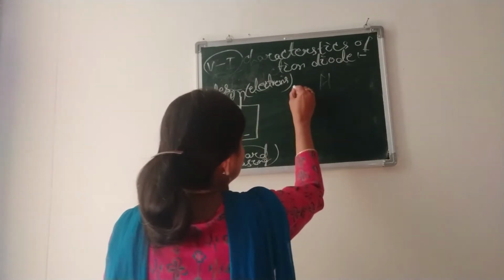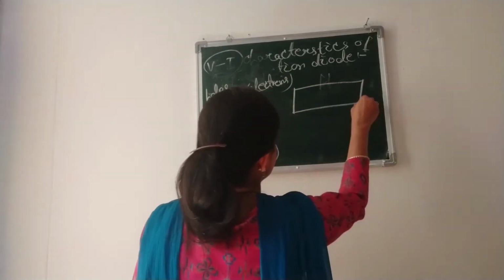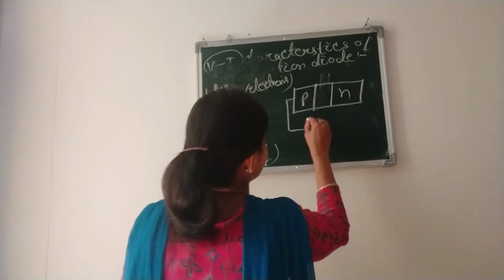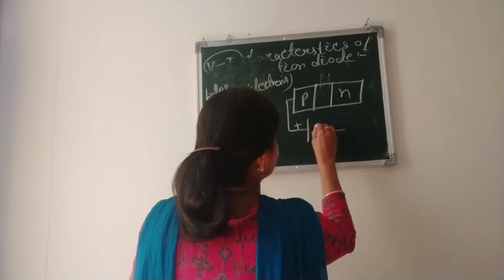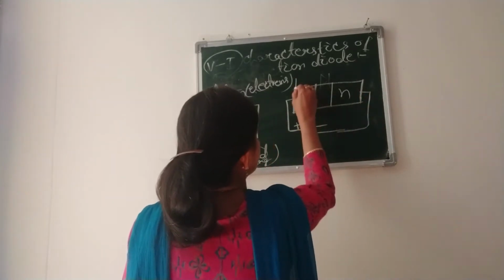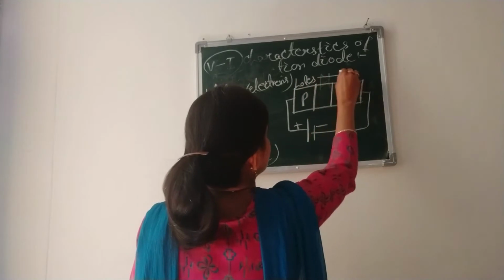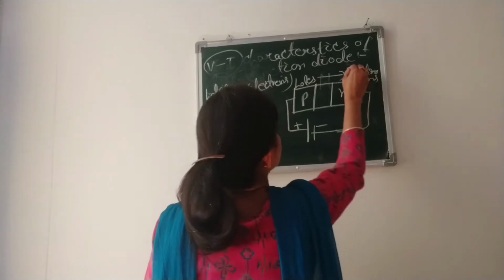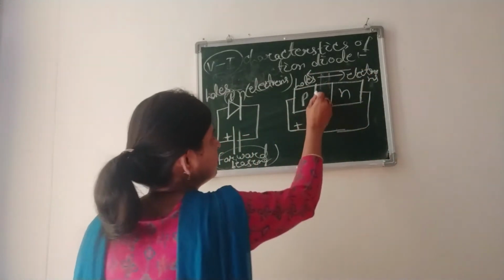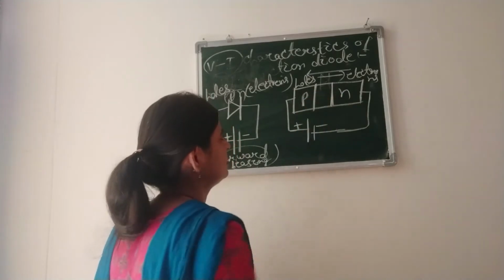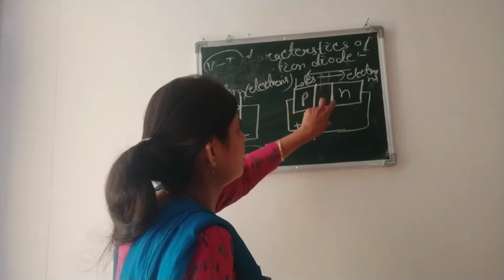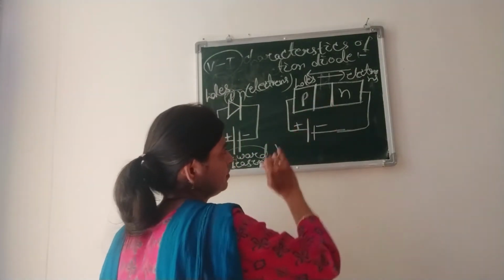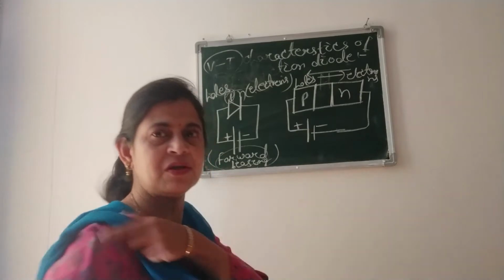So in the other form, if we draw, this is your P and this is your N. Due to the diffusion process, a drift current will be developed and a potential will also be set up. That potential is called the potential barrier.